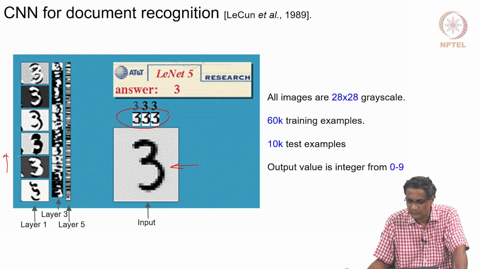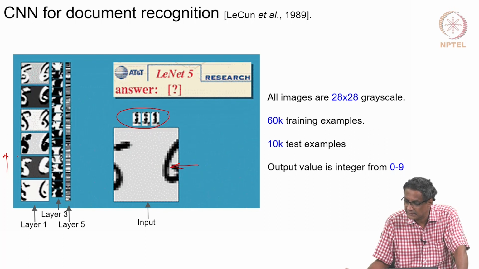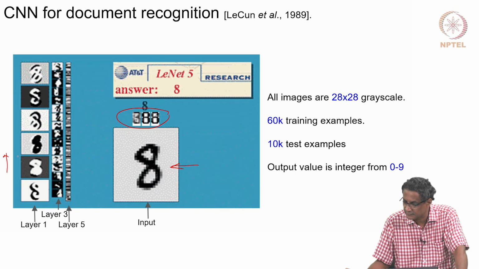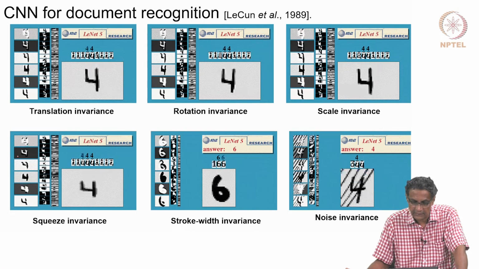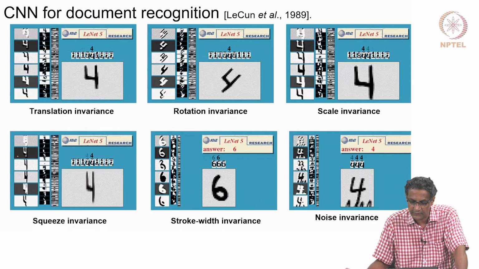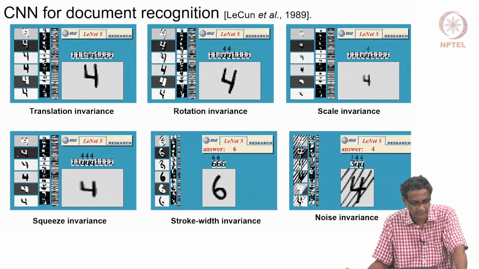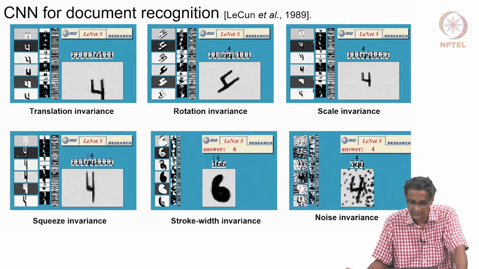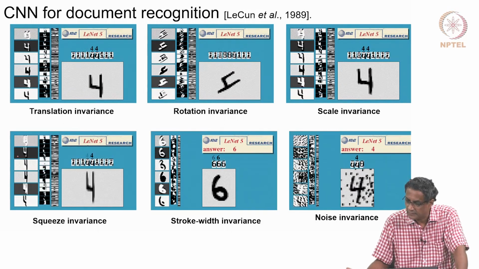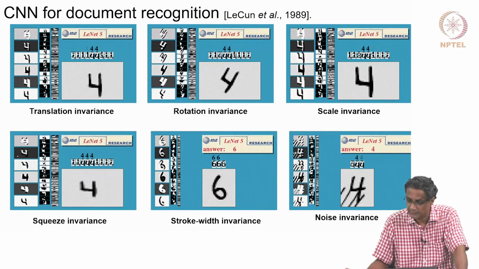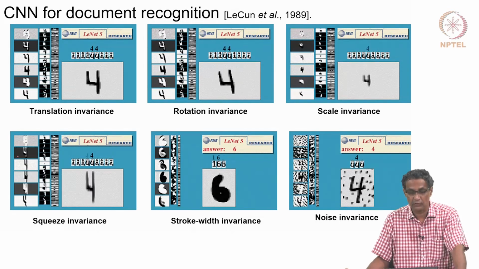These are all very small images, by the way. This is 1989 work, 60,000 training samples, 10,000 test samples. Output is an integer between 0 and 9, and you can see here the way you train is that you give various translations of a digit, rotations of a digit, scale. Some people may write big, some people may write small.